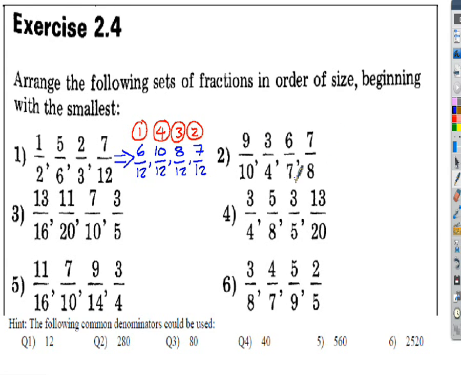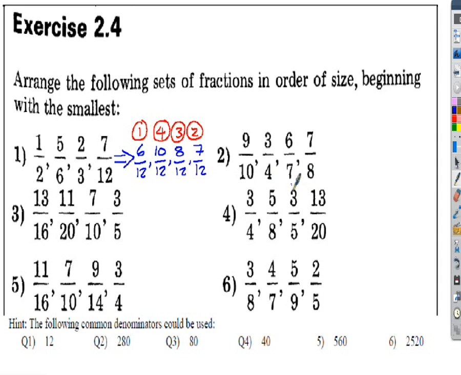We'll just work through question 2. This is more difficult to find the common denominator here. What we can sometimes do is multiply 2 of the denominators together and see if that helps us. So we could multiply 10 by 4 to give us 40, but 7 doesn't divide into 40. We could multiply the 4 multiplied by 7, that would give us 28, but 8 doesn't divide into 28 and nor does 10.